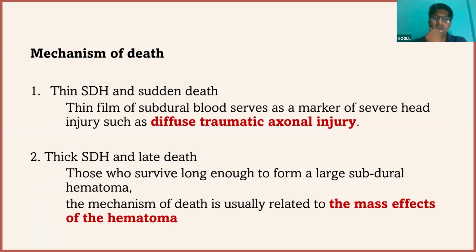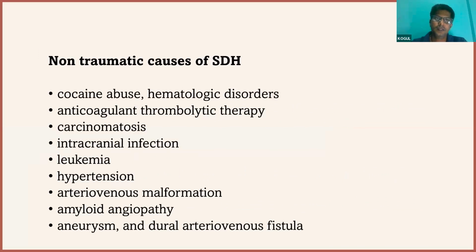The mechanism of death: sometimes when SDH occurs, it is associated with traumatic axonal injury, a diffuse axonal injury, and that can cause death. Otherwise, it can cause mass effect and a space occupying lesion. As you all know, space occupying lesion, brain herniation and damage to the brain stem lead to death. So that is the mechanism of death.